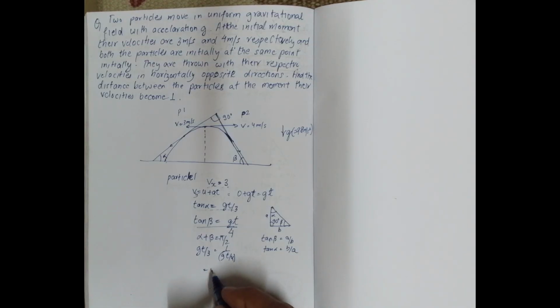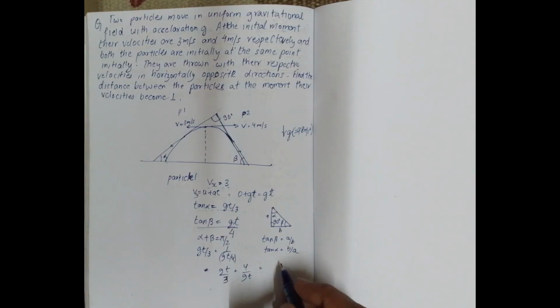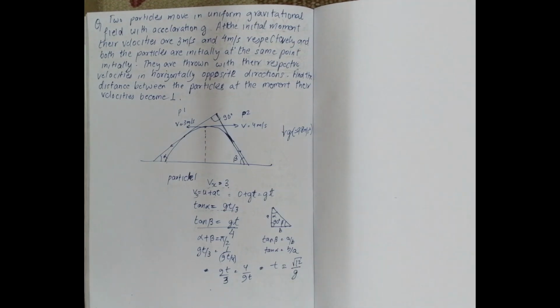So your gt by 3 will be equal to 4 by gt. So t will be equal to root 12 by g. This will be the value of t.